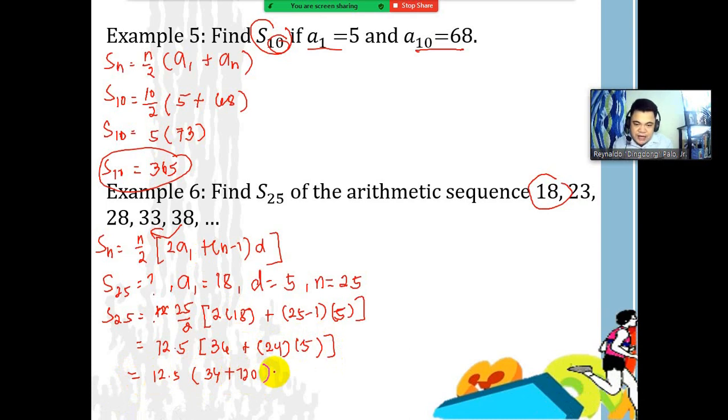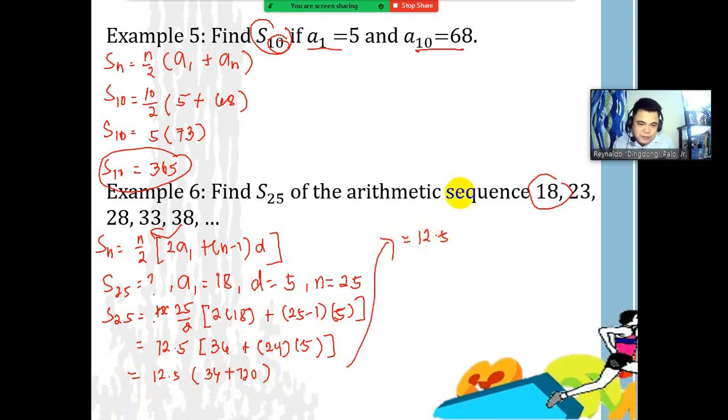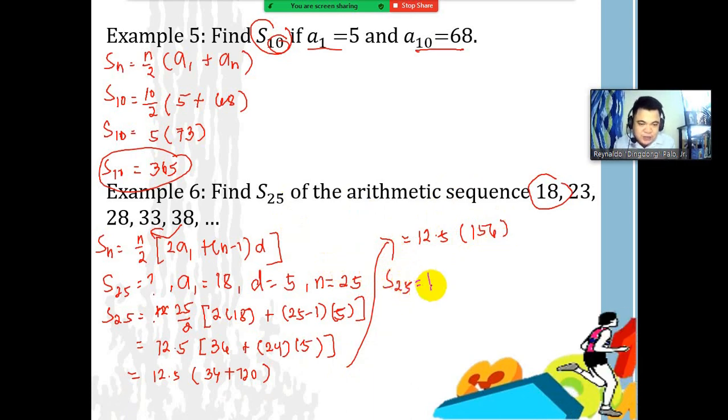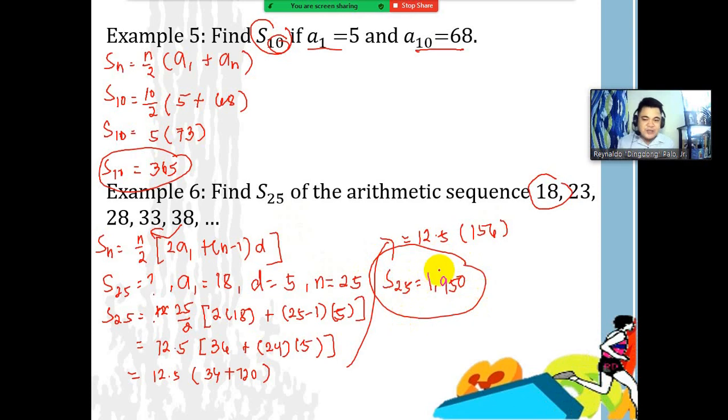Then simplify 12.5, and then 36 plus 120 is 156. Then multiply 156 times 12.5. The answer is 1,950. So S sub 25 is 1,950. That is the sum of the 25 terms of the sequence 18, 23, 28, 33, 38, and so on.